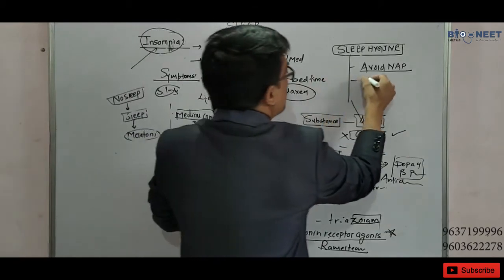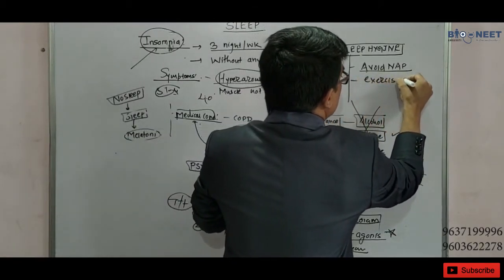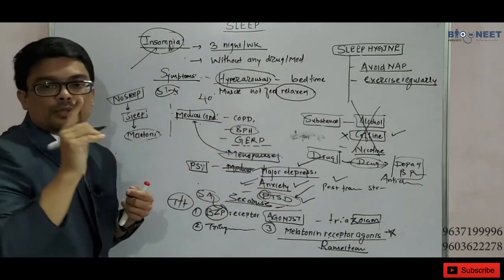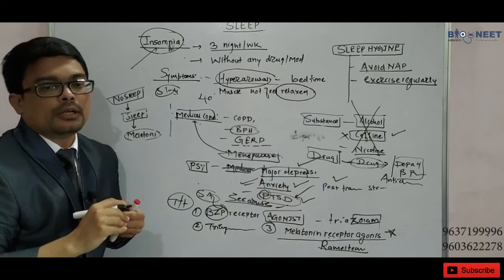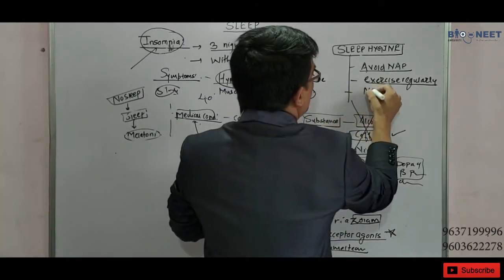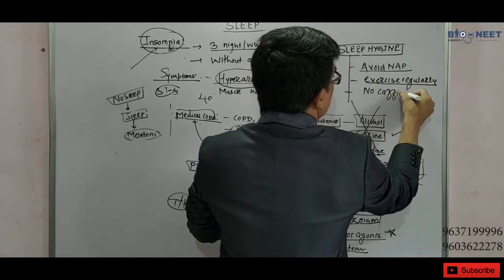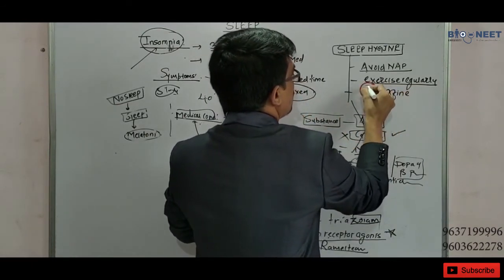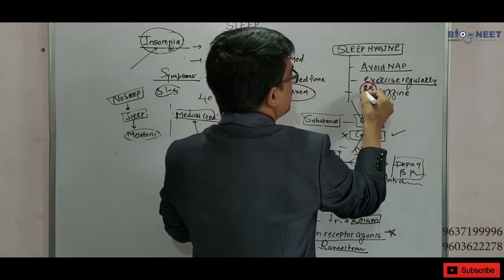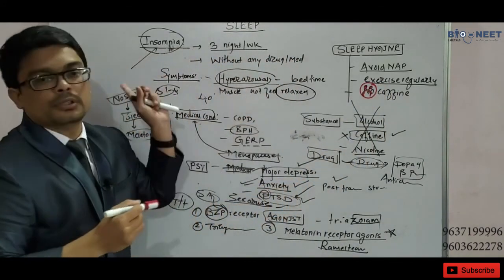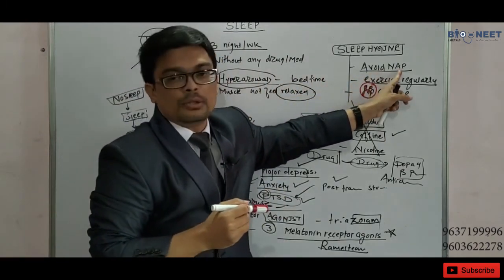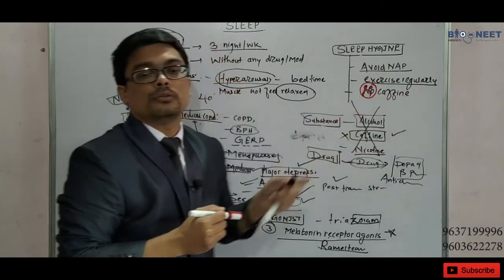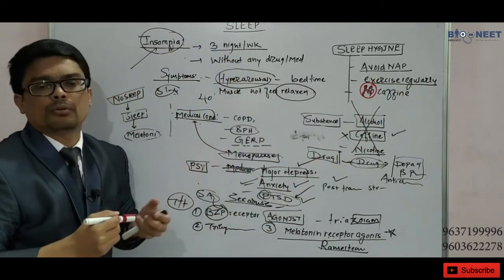Second, exercise regularly. That comes under sleep hygiene, right? Then no caffeine. I will make it in red color. No caffeine. A lot of people are not happy about this, but there should be no caffeine. Naps should be avoided. Exercise should be regular, that is a good thing. But caffeine should also be avoided. And nicotine and alcohol, you should avoid these.